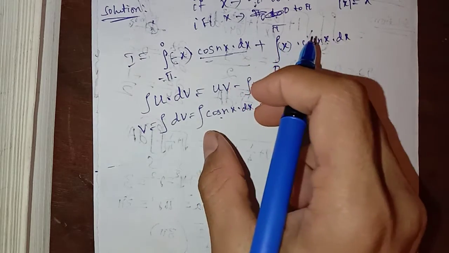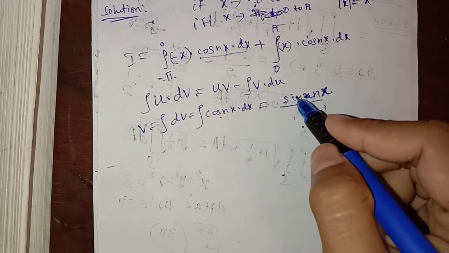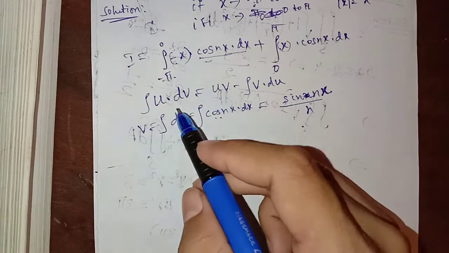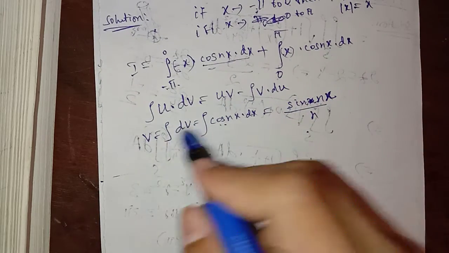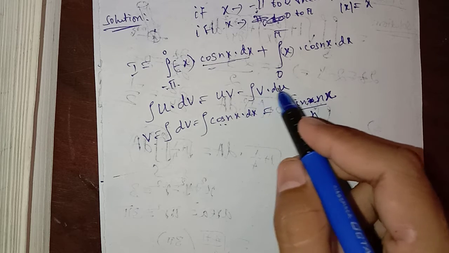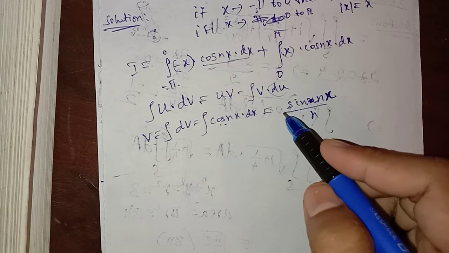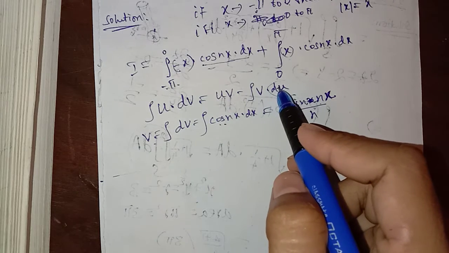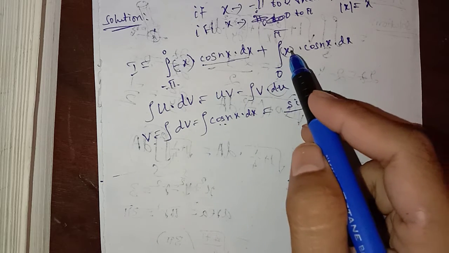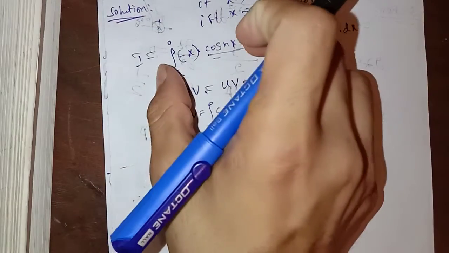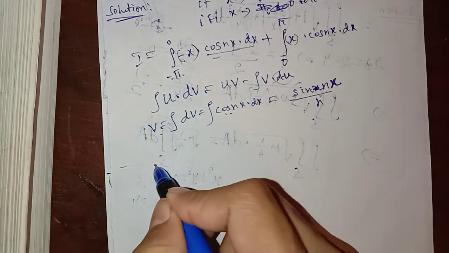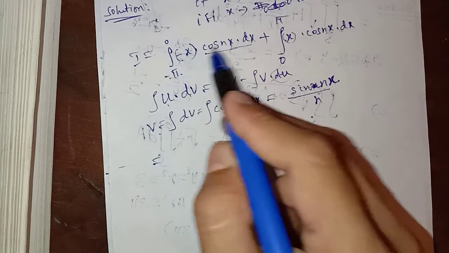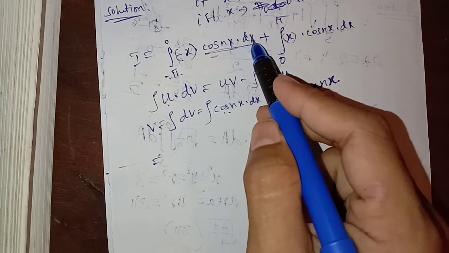Why? Because integration is the inverse process of differentiation. If we differentiate this one, we get this. So this is dv, and v is the integration of dv. If we take u as minus x, then du is minus 1; if we take u as x, then du is 1. So in the place of u we take minus x, and in the place of dv we take cos nx dx.